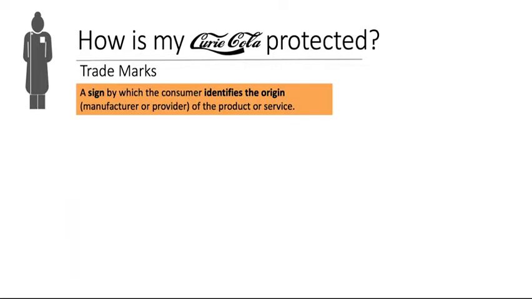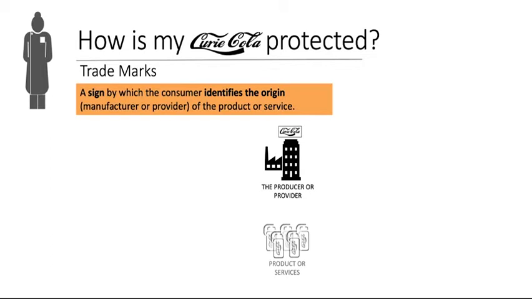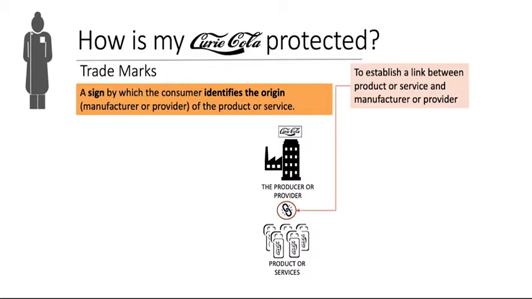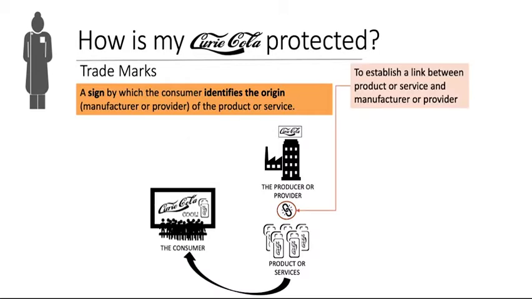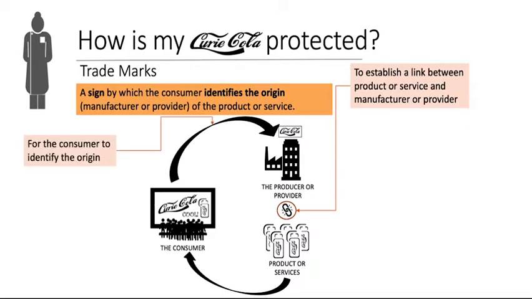Trademarks are a sign by which consumers identify the origin, the manufacturer or provider, of a product or service. And this works like this diagram. You have the producer, you have the products, and there's a link between them, which conveys all sorts of information to consumers. So consumers know that the product they're buying is from that given producer. So to know the origin, to attract customers, if you have a reputation built upon your product of high quality, you will attract customers through that trademark.